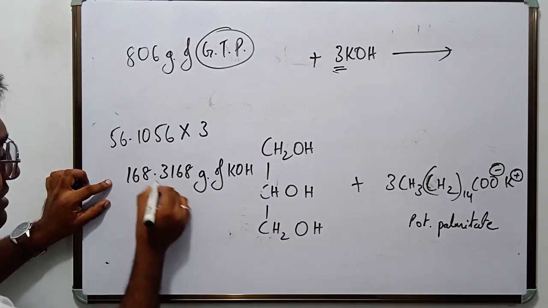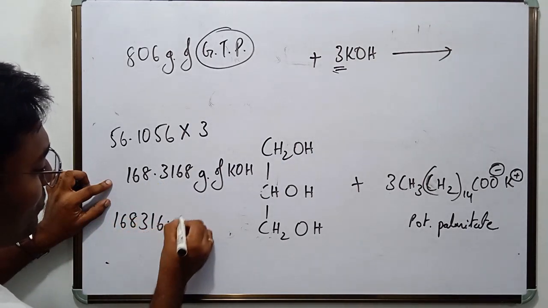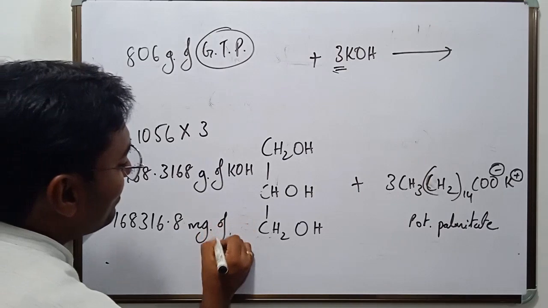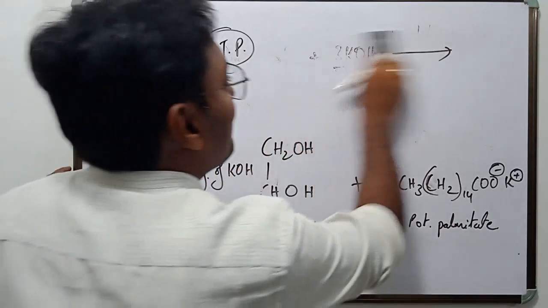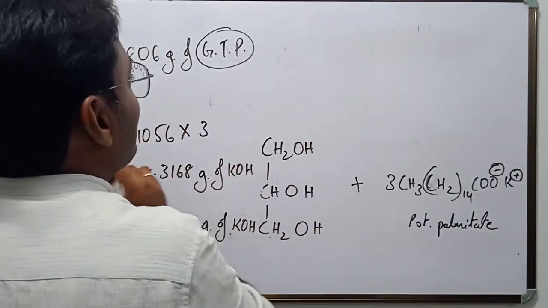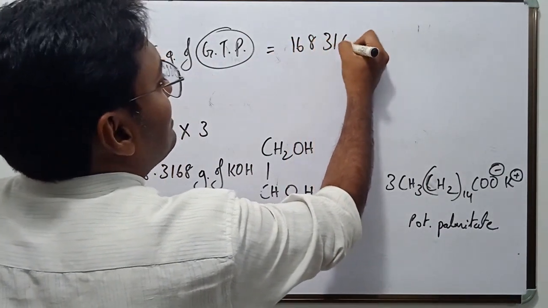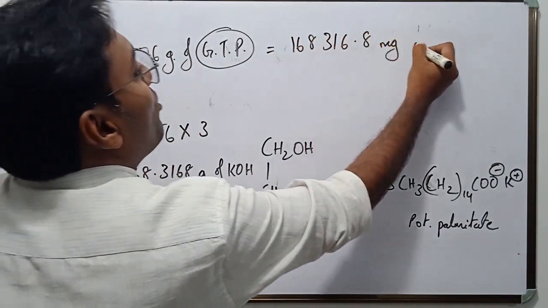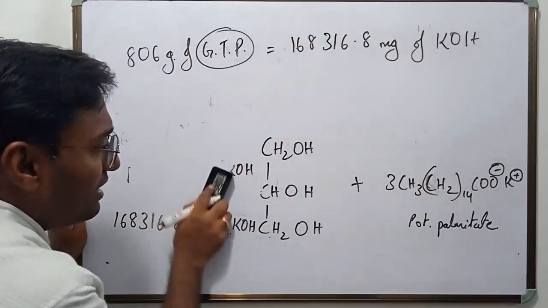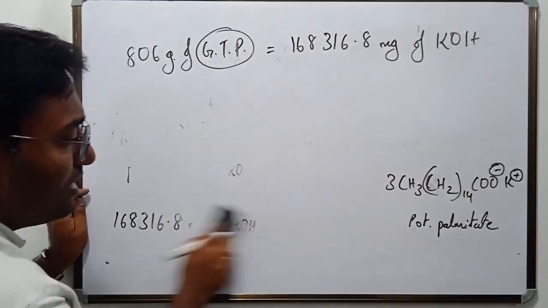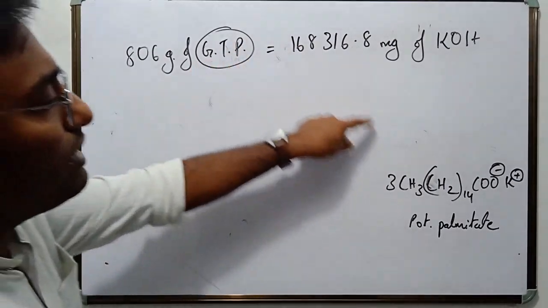So we will just multiply it by 1000. What do you get? 168,316.8 milligram of KOH. Right? Fine. So I'm going to write that here. That is for 806 gram, 168,316.8 milligram of KOH. Fine. So that is what is required to make potassium palmitate. Right?